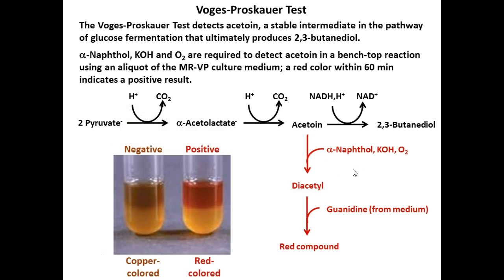We had to shake the tube to add in what? Oxygen for this reaction to proceed. Red, again, is the indication. And again, since it's a chemical reaction, we had to wait at least 60 minutes to make sure that we didn't get a positive reaction, because it was a chemical reaction we were waiting to happen. Unlike the methyl red test, which is just a pH test. That happens within seconds.